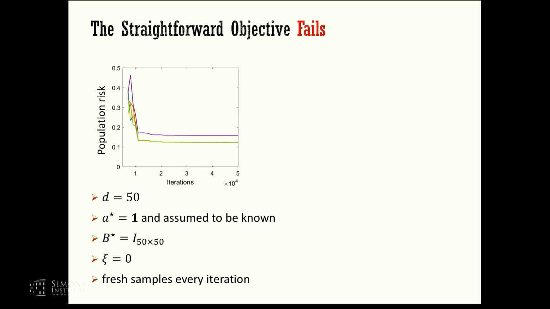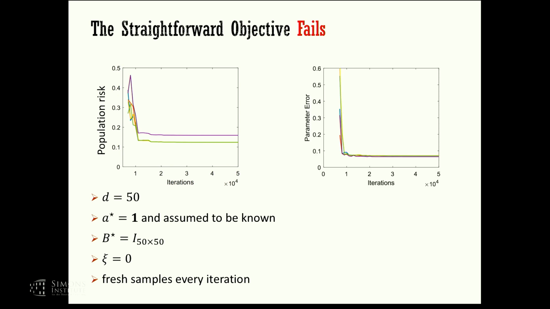And because the noise is 0, the global minimum should have population risk 0. And we can see that we cannot get it down to 0. And you can also check whether the parameters we learn are correct or not.